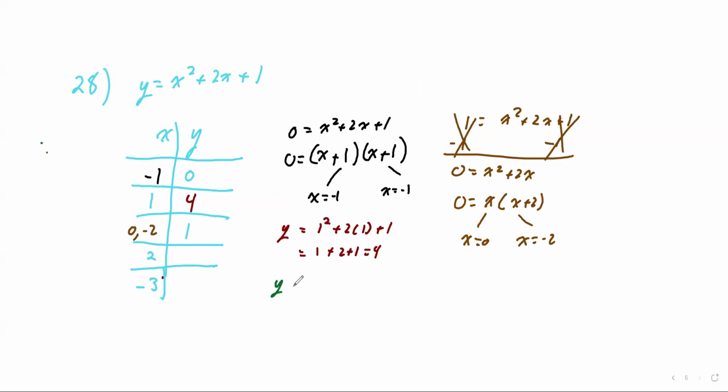So the next one is, let's say x is 2. So now I get 2 squared plus 2 times 2 plus 1. So it's going to be 4 plus 4 plus 1. That gives me 9. Try it again with -3.